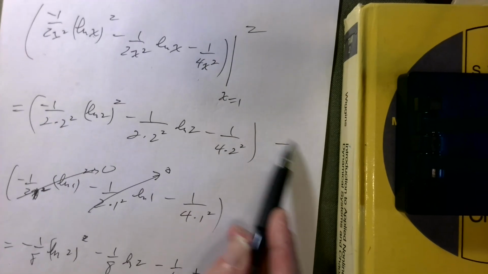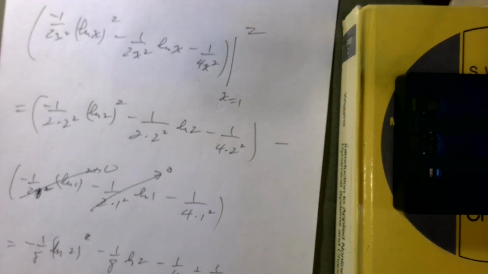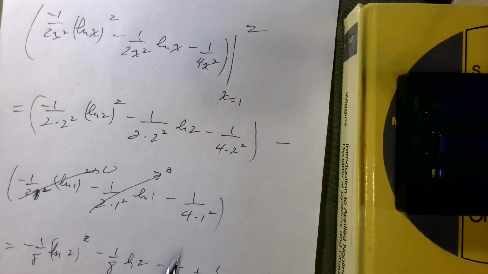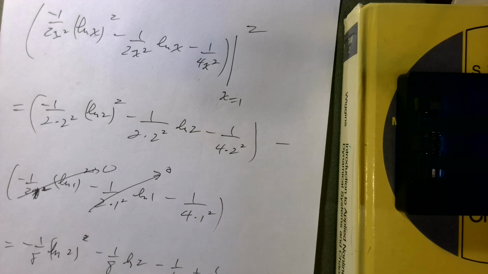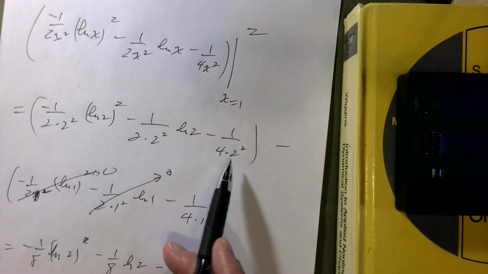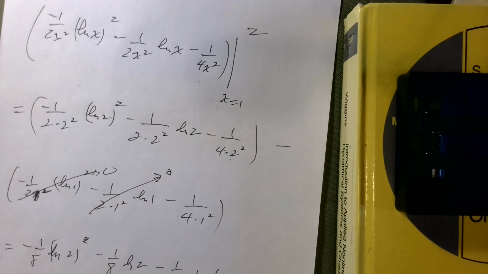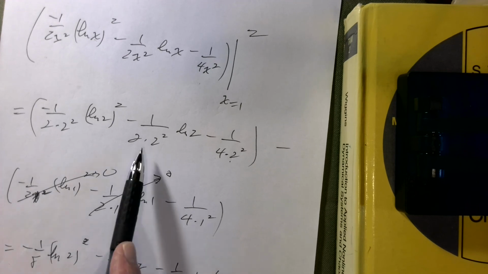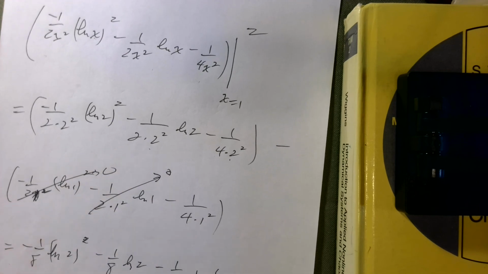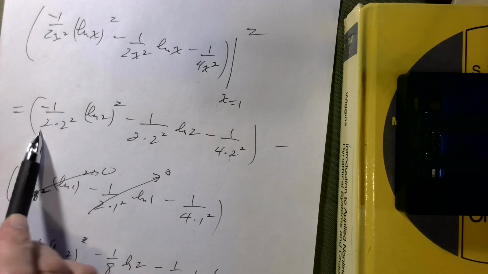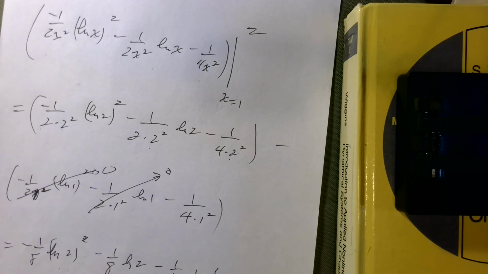And remember, you still have this minus in front, so you're going to subtract it, and a minus a minus is going to be a plus. And so you just do the arithmetic. 4 times 4 is 16. That's where this guy comes from. And this is 8. And then this is also what? 8. So your final answer is this guy.